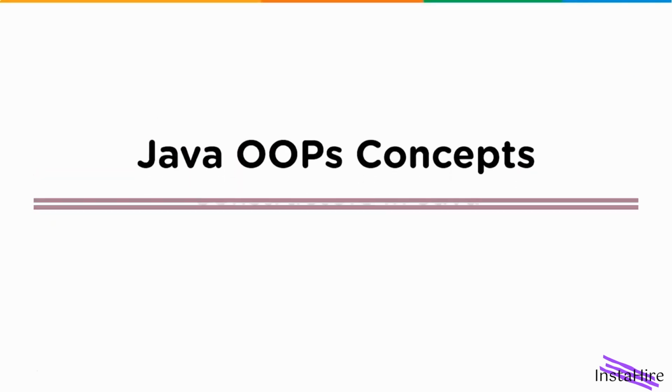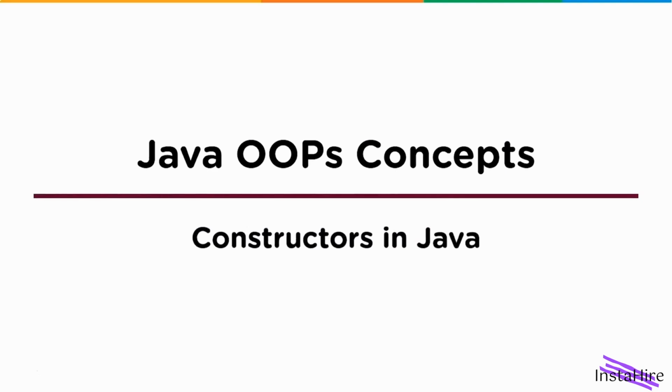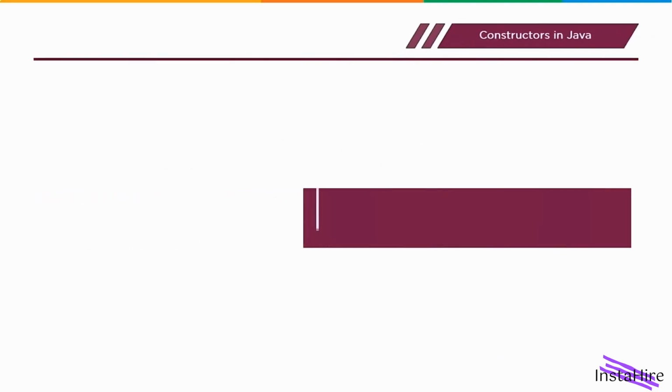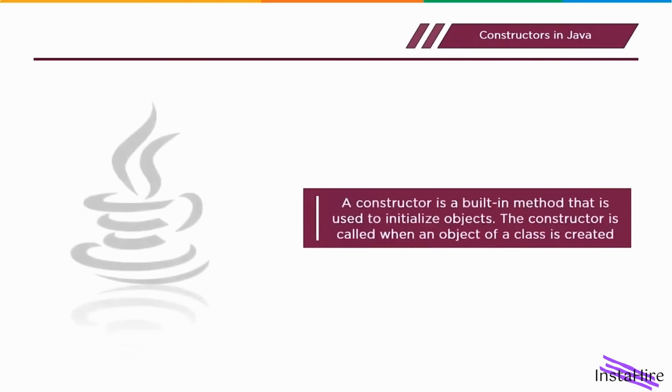So with that, we enter into our next concept, that is the constructors in Java. First, we will understand what exactly is a constructor in Java. A constructor can be defined as a built-in method that is used to initialize objects using the class definition. The constructor is called when the object of the class is created. So the one and only major purpose of a constructor is to build objects using classes. Now followed by the constructors, we have our next concept.